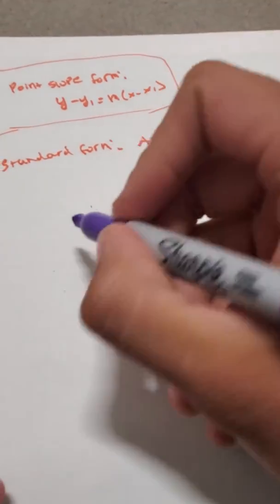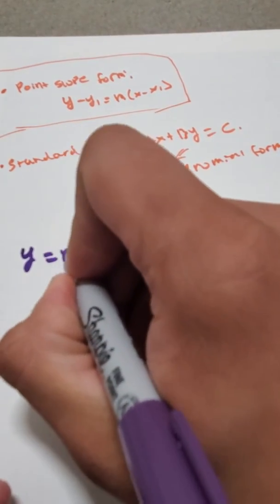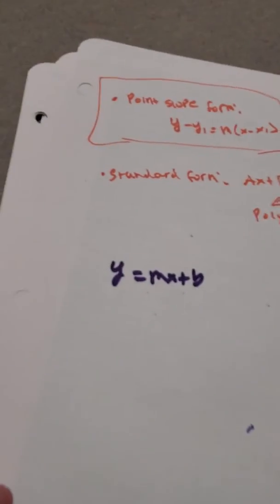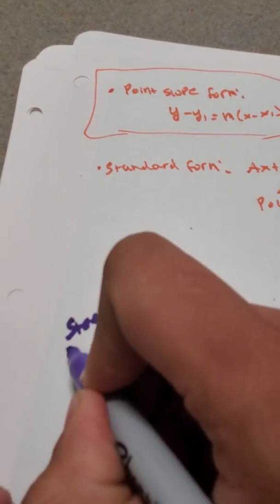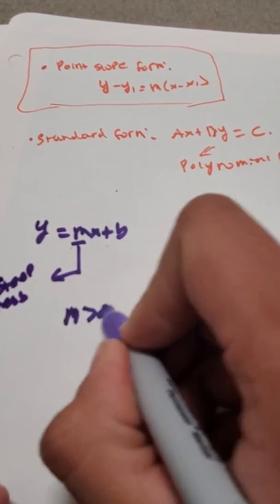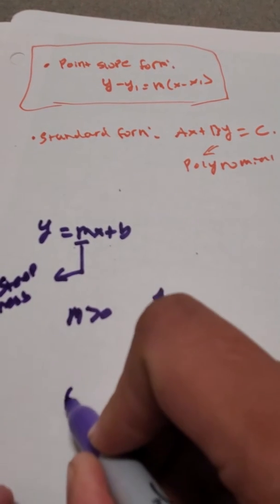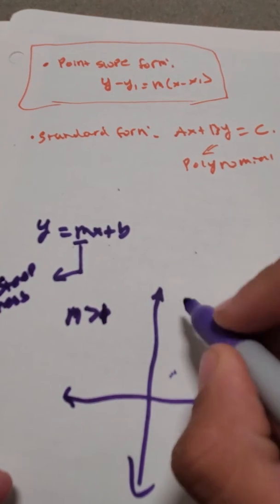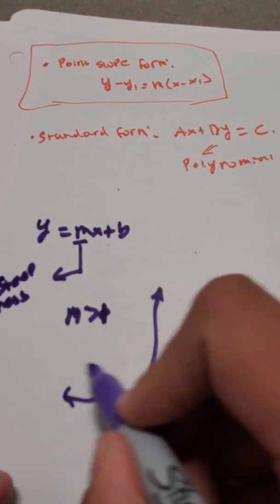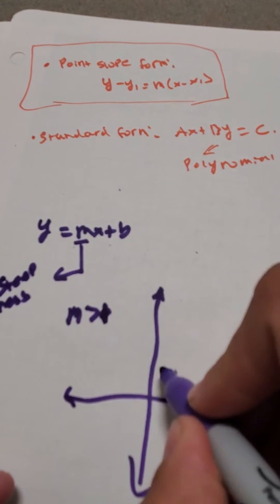All right. So what if we have transformations? We know the equation is y is equal to mx plus b. m affects the steepness. So what if m is greater than 1? I said 0, but it's 1, because if m is 0, it's a horizontal line. So it just gets steeper.